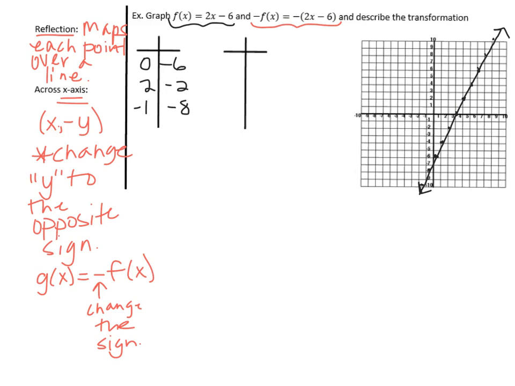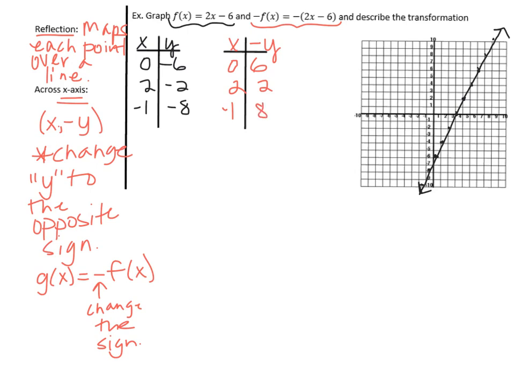I plotted several points on my coordinate system, and I picked 3 of those points for my table. My x for my input and my y for my output. Now, if I want to describe or do the transformation for the negative f of x, or reflecting over the x-axis, I'm going to take all my y values and switch their signs. My first ordered pair was 0, negative 6. Now it will become 0, positive 6. My second ordered pair that I used was 2, negative 2, and now my output becomes positive. And my third ordered pair would be negative 1, positive 8.